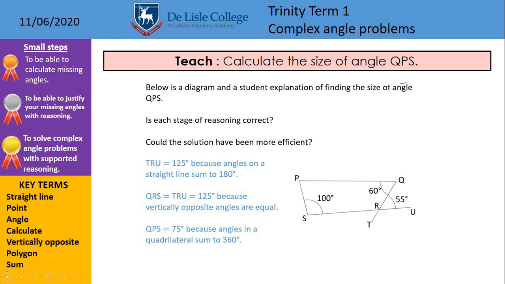Okay, next one on these complex ones. There's a diagram here and a student explanation of finding the size of angle QPS. Is each stage of the reasoning correct? Could the solution have been more efficient? So first of all, I want you to look over and do you agree with every single step that's there? Have they got it correct? And perhaps could there be a different way of solving it?